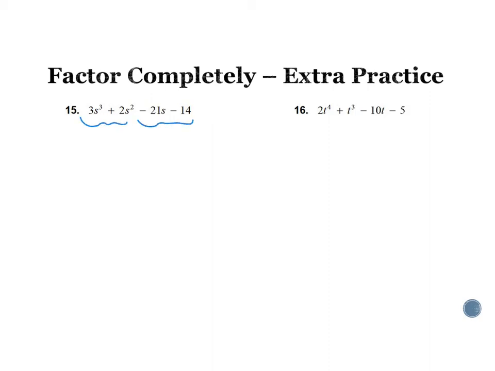So what do the first 2 have in common? They both have an s squared, which would leave a 3s plus 2. And then the second 2 have a negative 7. So we're going to pull out a negative 7, which leaves you with a 3s plus 2. And you can check that: there's negative 21s and there's negative 14. So they each have that 3s plus 2.